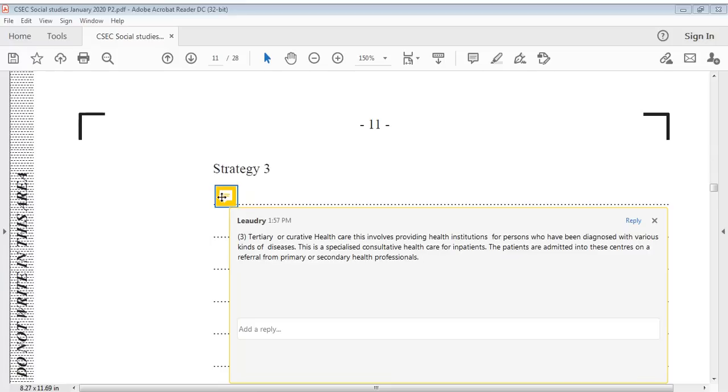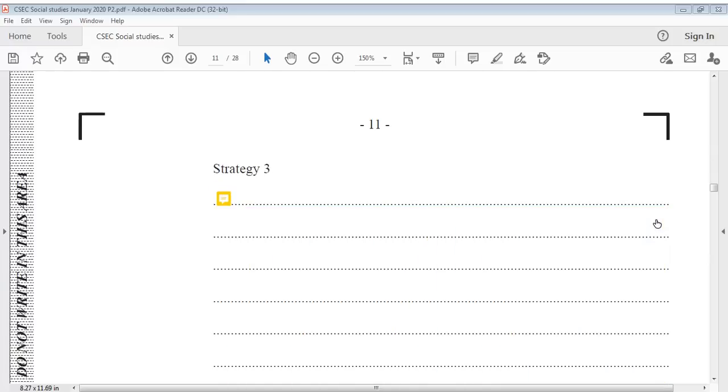Specialized consultant healthcare professionals are in these institutions where they can help these persons to recover, for example, in dealing with mental health and so on. And there are so many other institutions or hospitals that cater to different needs of individuals that the government has provided.